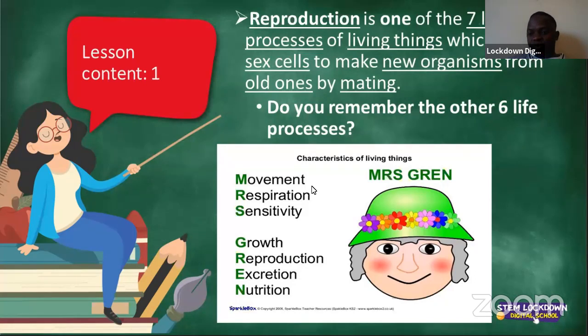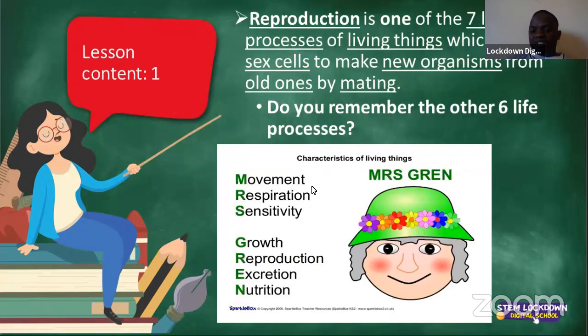And the easiest way to remember them is by using a mnemonic device called Mrs Gren. The M stands for movement, the R stands for respiration or breathing, the S stands for sensitivity or sensing, the G stands for growth, the R for reproduction, which is what we are going to be speaking about, the E for excretion, the N for nutrition, nutrition that is feeding.